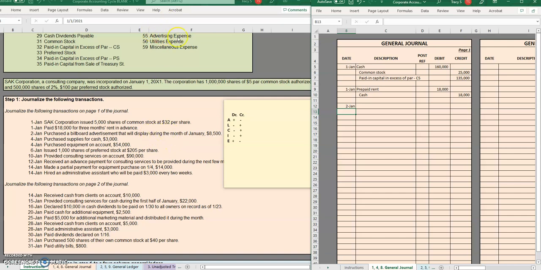We do have an advertising expense account. So advertising expense, to record that we have more expenses, we're going to debit advertising expense. Keep in mind, as we incur those expenses, we debit them to make them go up.